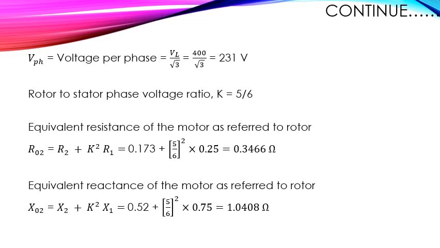As per the given data, rotor resistance is 0.173 and the stator resistance is 0.25, and K is 5 by 6. So R02, the resistance of the motor referred to the rotor, is 0.3466 ohm. Similarly, the equivalent reactance of the motor as referred to the rotor is X02, equal to X2 plus K squared X1. Put the values, then we get X02 equals 1.0408 ohm.